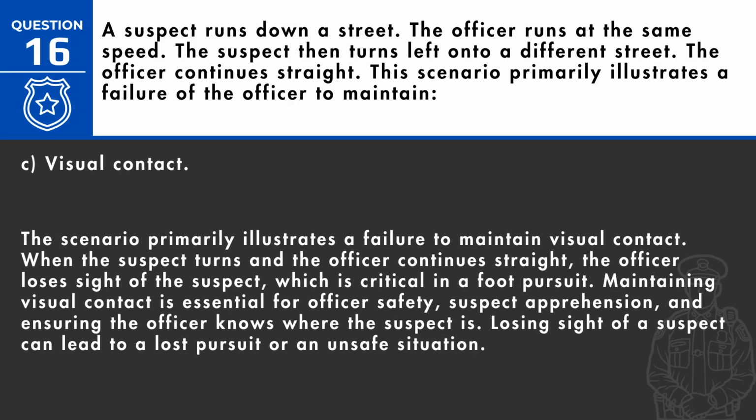Answer: C. Visual contact. The scenario primarily illustrates a failure to maintain visual contact. When the suspect turns and the officer continues straight, the officer loses sight of the suspect, which is critical in a foot pursuit. Maintaining visual contact is essential for officer safety, suspect apprehension, and ensuring the officer knows where the suspect is. Losing sight of a suspect can lead to a lost pursuit or an unsafe situation.